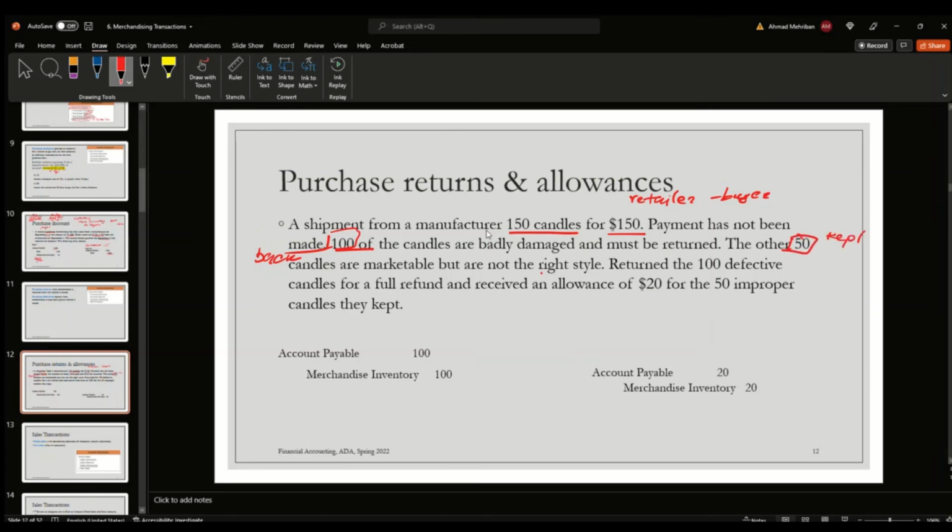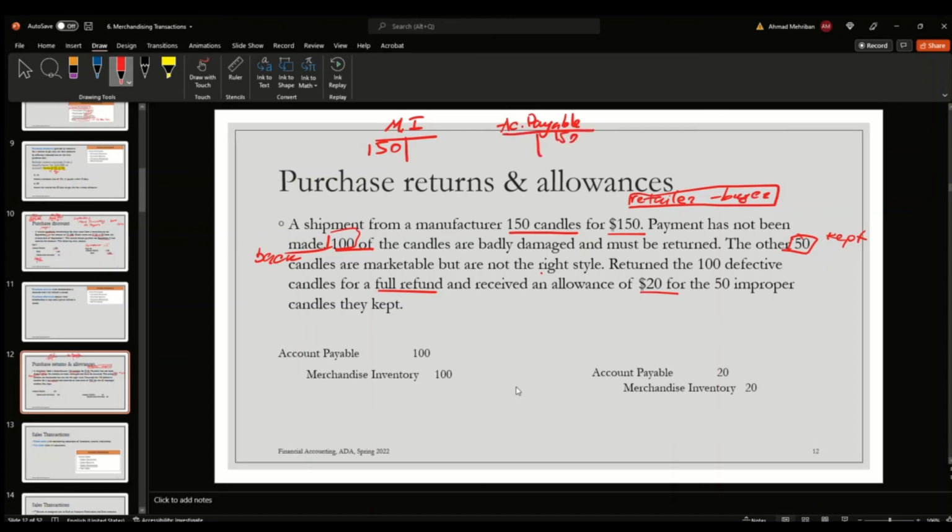So for the 100 defective candles returned, they will get a full refund. For the other 50, they will get $20 of allowance. When they bought it first, the entry was merchandise inventory received, meaning $150 is an increase in the merchandise inventory account, and account payable increased through the credit side, $150.